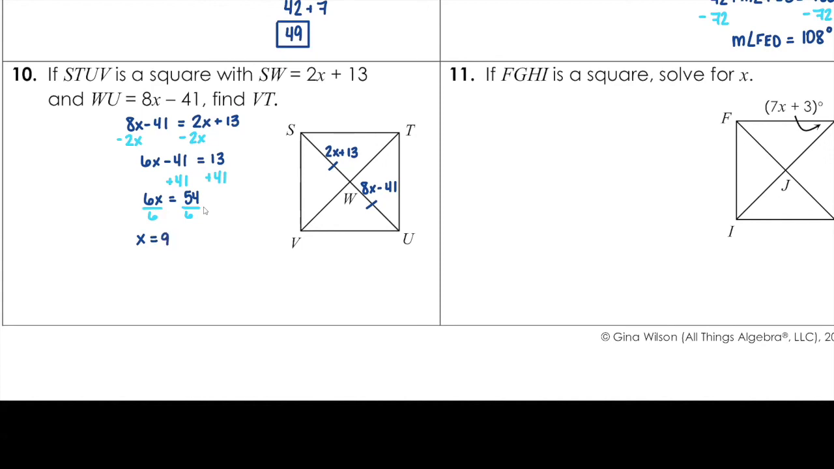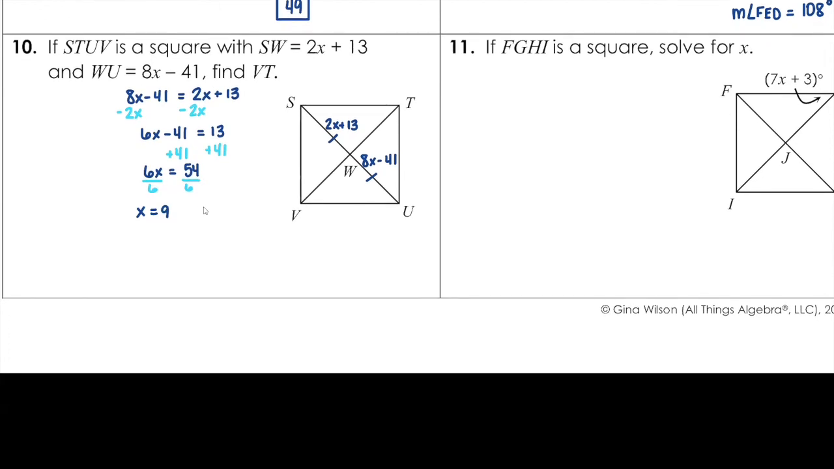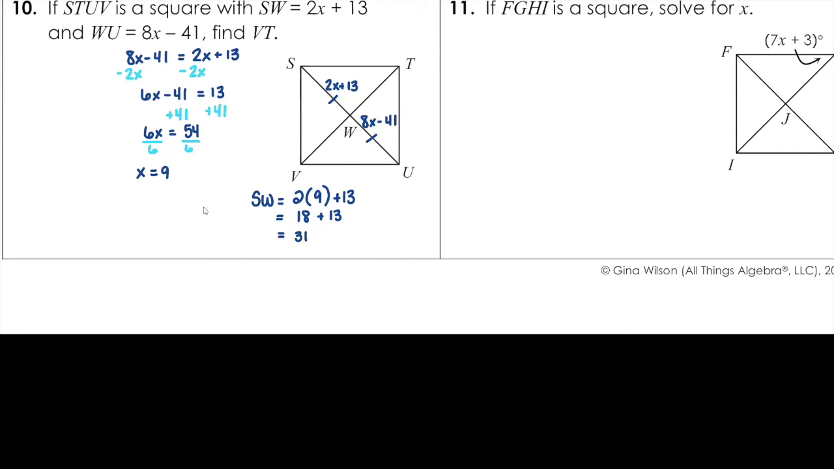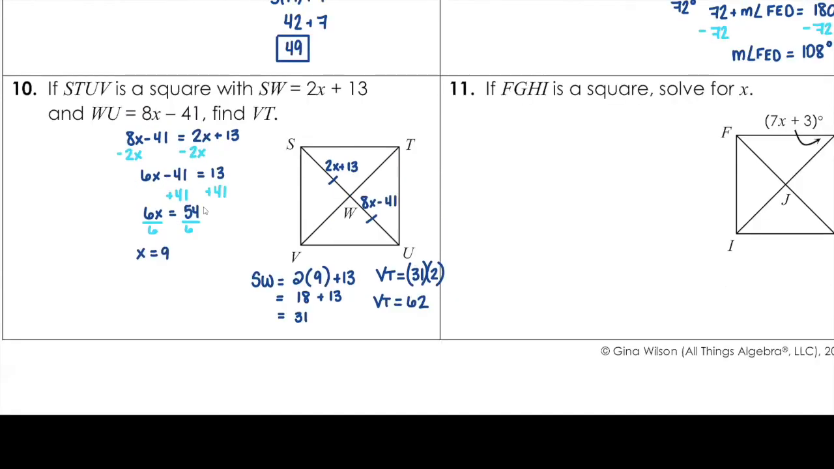But they didn't want what x equals, they want what SW equals. So we just plug it back into the equation they gave us. SW equals 2x plus 13. So we just take that 9 and substitute it in. 2 times 9 gives me 18. And then 18 plus 13 is 31. So what do they want us to solve for? VT. So we know that the two are congruent, so we just multiply by 2. So VT equals 31 times 2. So the measure of VT is 62. That makes sense.